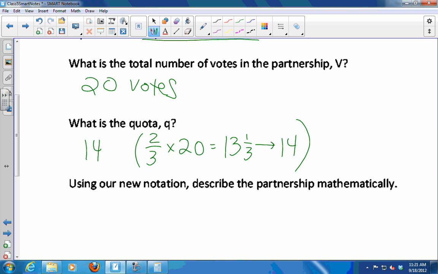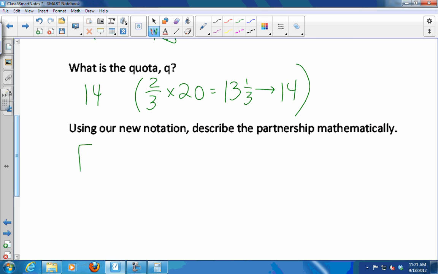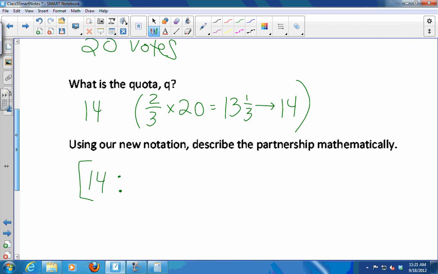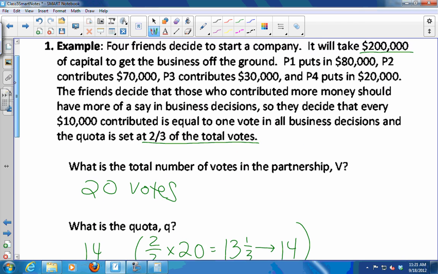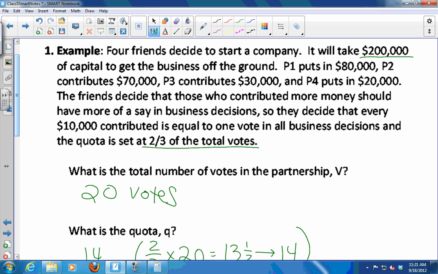to pass a motion. So using our notation, I want to describe this partnership mathematically. So we use square brackets. We put the quota first, 14, the number of votes required to pass a motion, colon, and then we put the weights of each player in descending order. How many votes each player has. So who has the most votes here? Player 1, and they have 8 votes. They put in $80,000.